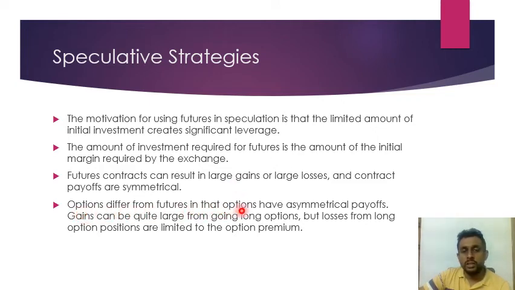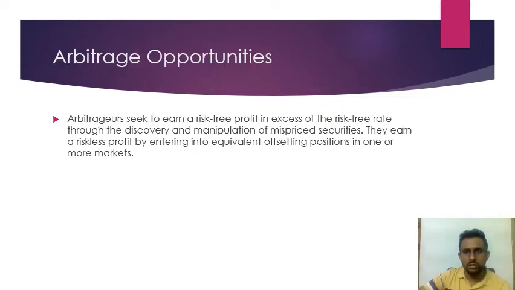Options differ from futures in that options have asymmetrical payoffs. Gains can be quite large from going long on an option, but loss from an option position is limited to the option premium. But don't be misguided in the sense that if you go long you will get more profit. No, the option premium will be priced in such a manner that the option seller will not face losses. Theoretically you can gain a lot of profit by buying a call option, but by selling it you will limit yourself to the premium. So that's all about speculative strategies.